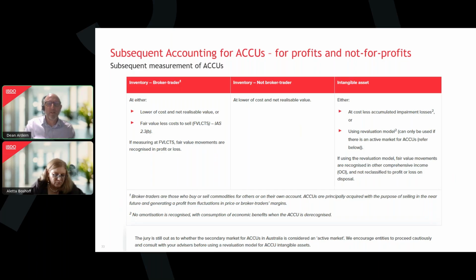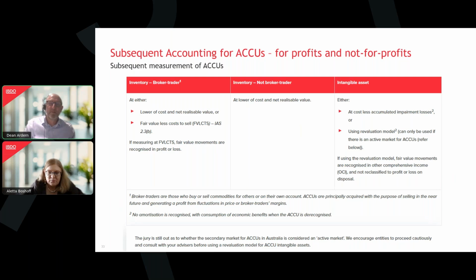And I thought one of the other diagrams showing the movements, month by month and quarter by quarter, also might help to understand that maybe there's periods in time where ACCUs are just not traded because entities are just sitting on them waiting for the next compliance level that they have to deal with.